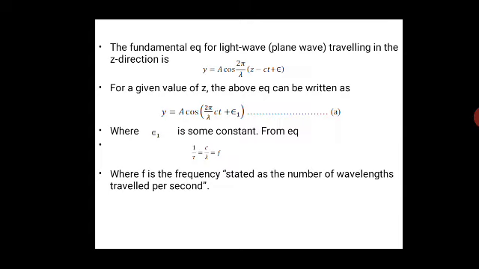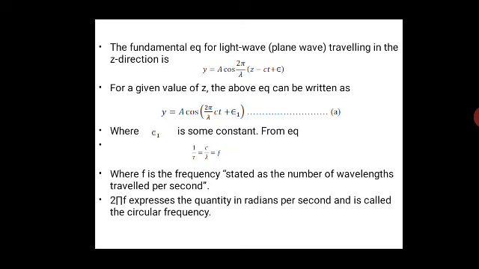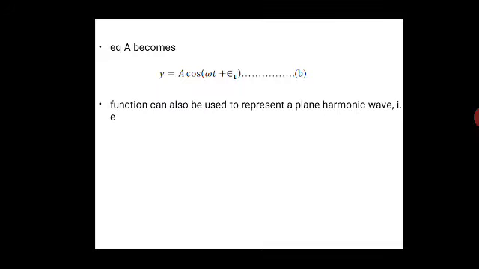where the frequency is stated as the number of wavelengths traveled per second, and 2 pi f is the quantity in terms of radians per second, which is called the circular frequency. Then the above equation can be written as y is equal to a cos omega t plus epsilon 1. Here the function can also be used to represent a plane harmonic wave. It is y is equal to a sin omega t plus epsilon.